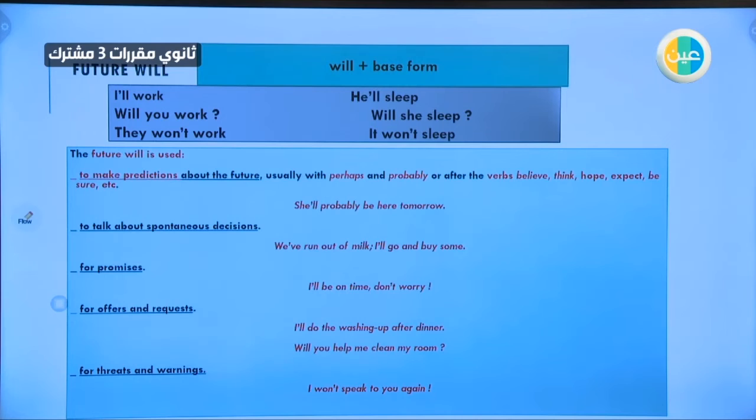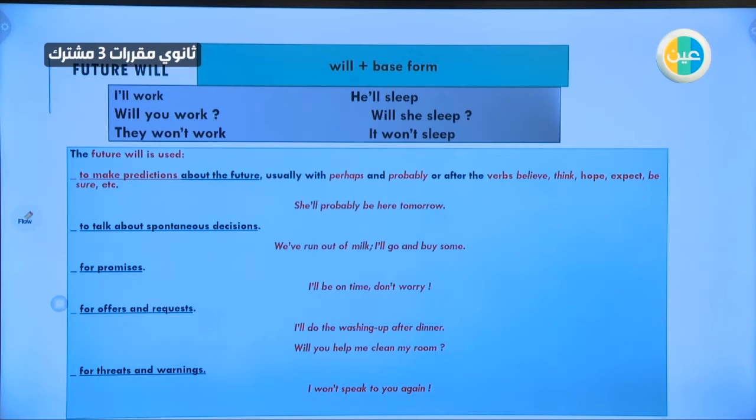To talk about spontaneous decision: we have run out of milk, okay, so I will go and buy some. You didn't find milk, so you decide on the spot now to go and buy some. This is what we call an on-the-spot decision. For promises: I will be on time, don't worry. So I'll give you a promise, I'll give you my word.